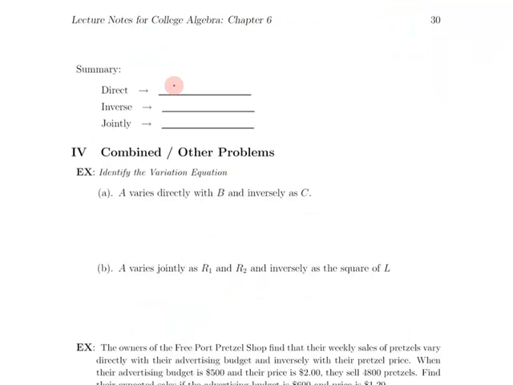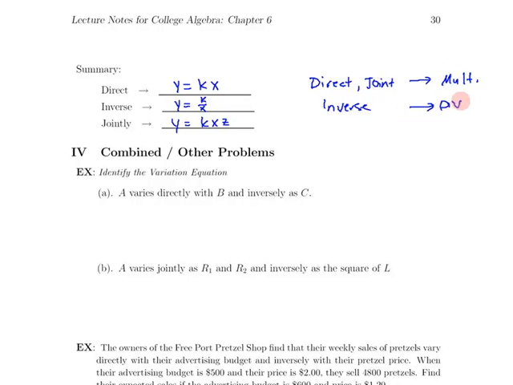In summary, our formulas look like this. Direct variation is y is equal to k times x. Inverse variation is y is equal to k over x. And joint variation is y is equal to k times x times z. Now, there's no reason why we can't have more than one of these types of variations occurring in the same problem. All you've got to remember is direct or joint are multiplication problems, and the inverse is a division problem.